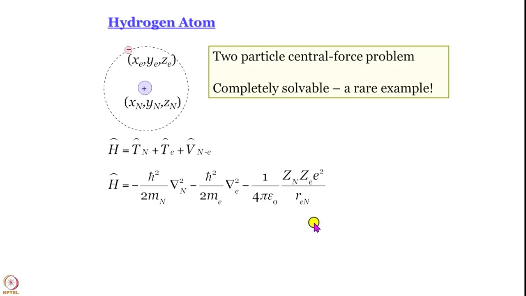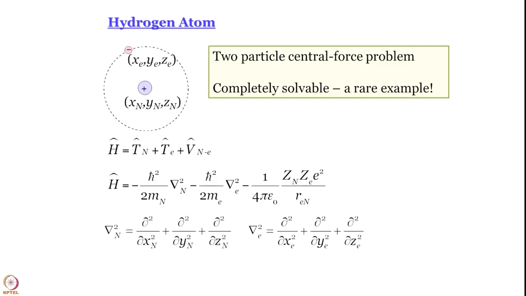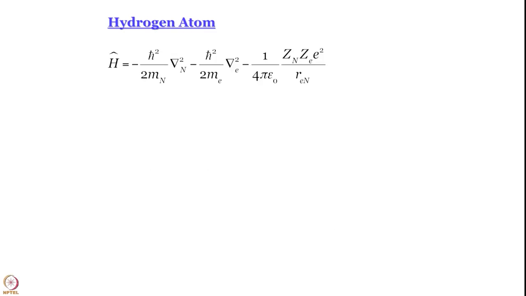Zn e is the nuclear charge, e is the fundamental unit of charge. Zd into e is the electronic charge, of course, Zd is going to be 1, well, minus 1, and Ren is the instantaneous separation between the nucleus and the electron. So, that is the Hamiltonian. And lest we forget, the Laplacians are essentially del 2 del x2 plus del 2 del y2 plus del 2 del z2, with the appropriate subscript, n for nucleus and e for electron. Great. So, this is what it is.